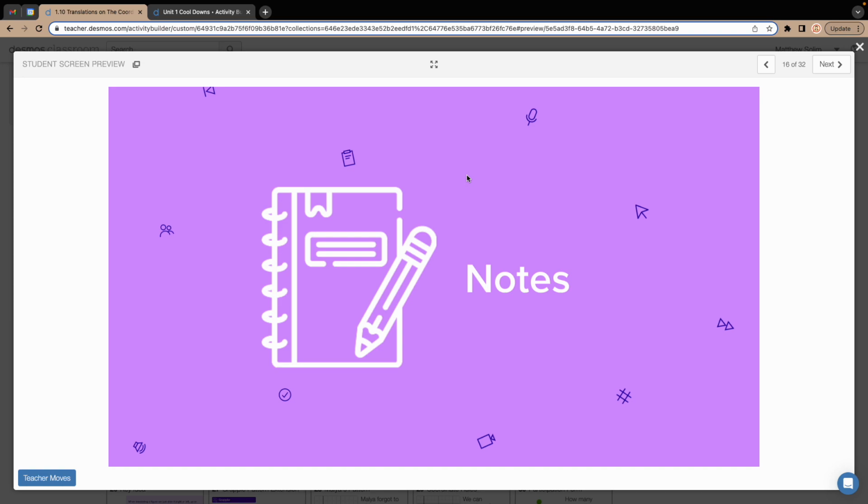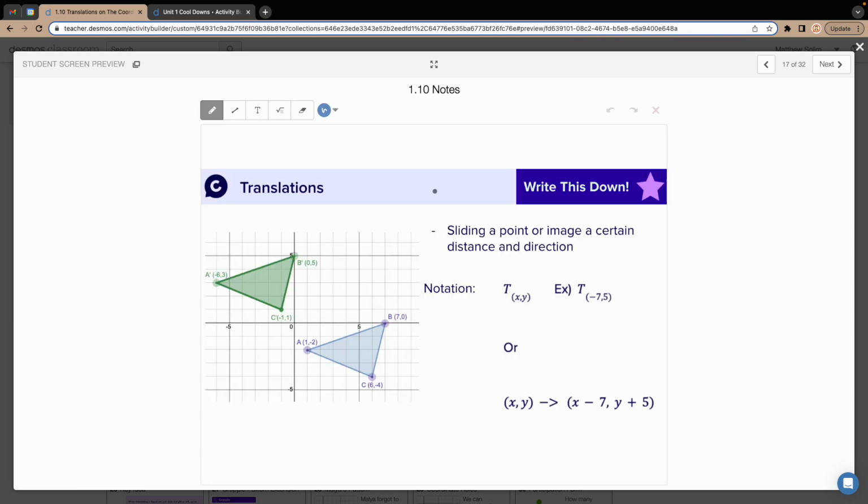So how is this going to look in terms of what it's written like? When we are doing a translation, you notice it starts with a T. So a lot of times they write it with a capital T. We're going to slide all the points a certain distance and direction. So they write it like T and then an x and a y value. So T, we're going to translate negative 7, that's in the x direction. And negative 7 would be left 7. Right, we're going in the negative x direction 7. And then the y direction, it's 5, and it's positive 5. So we're going to go up and down for y, but positive will be up 5.